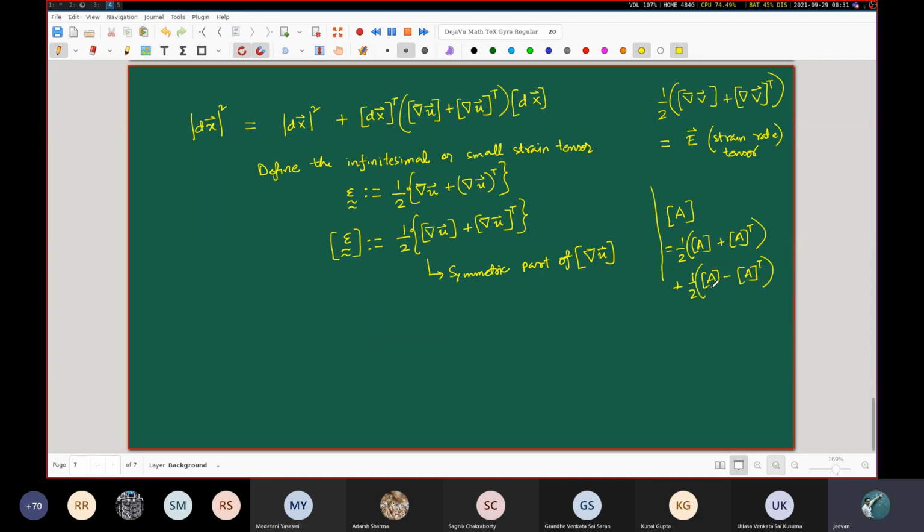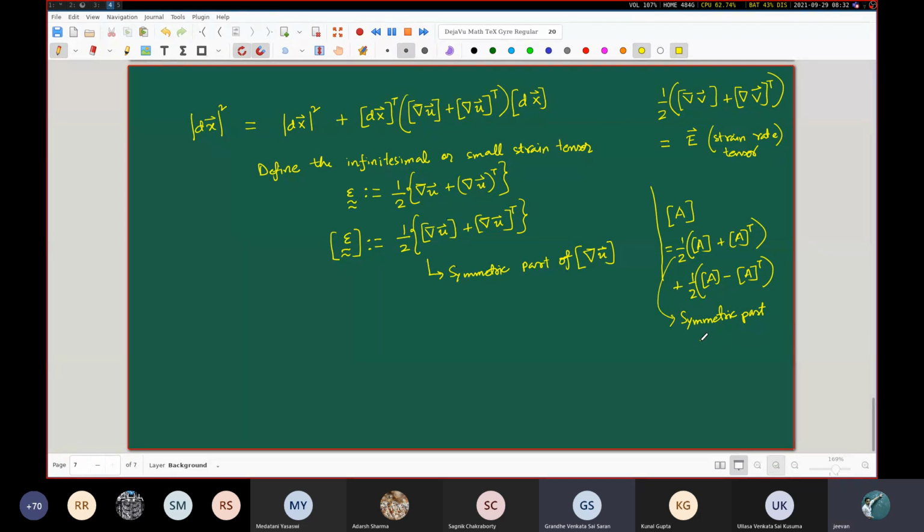I'm sure all of you have seen this thing. Any matrix can be written as half of A plus A transpose plus half of A minus A transpose. So this first part is referred to as the symmetric part. Why is it referred to as the symmetric part? Sir, if we observe the elements, Aij equals Aji.